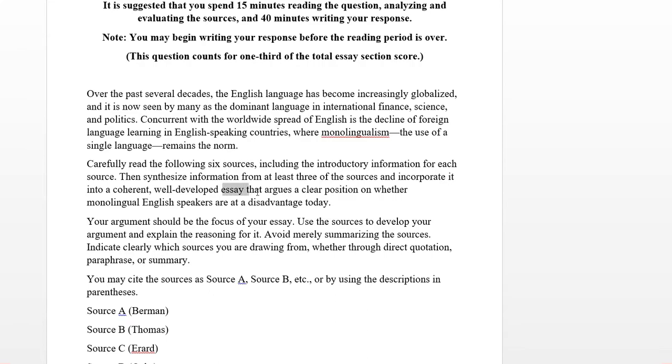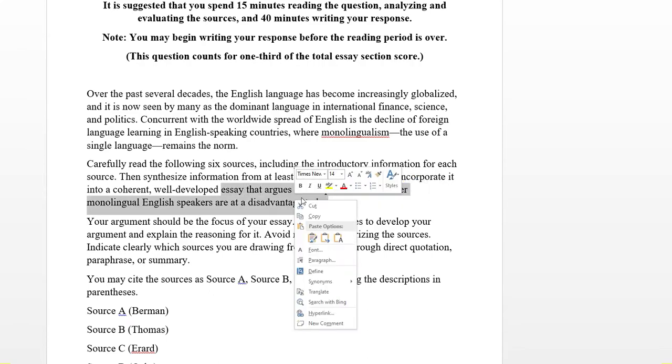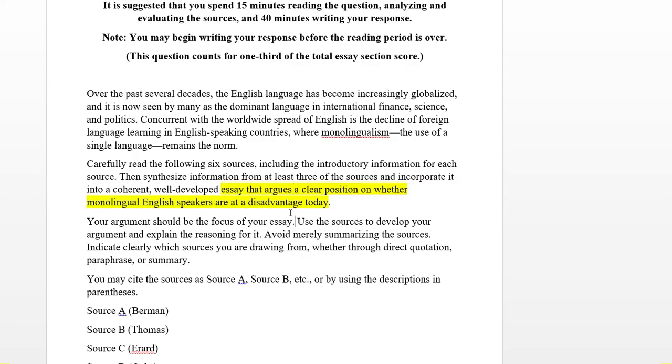This, ladies and gentlemen, is the most important phrase here. You always want to be looking for this. This is the essential question. You have to argue a clear position on whether monolingual English speakers are at a disadvantage today.